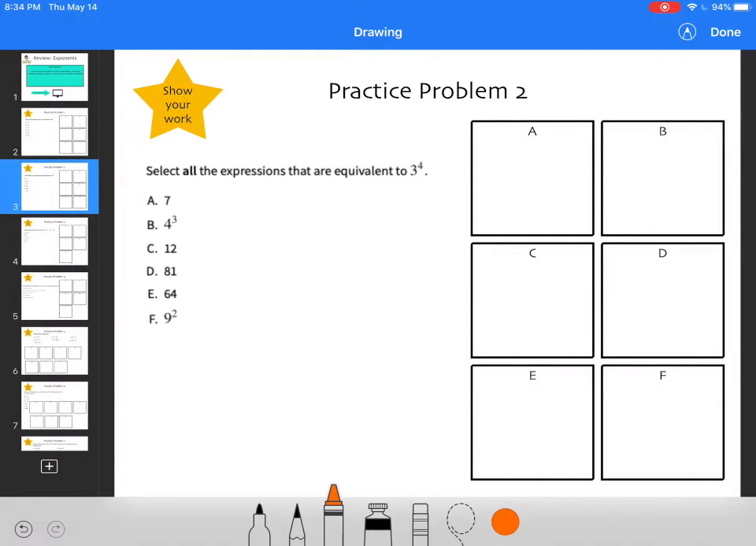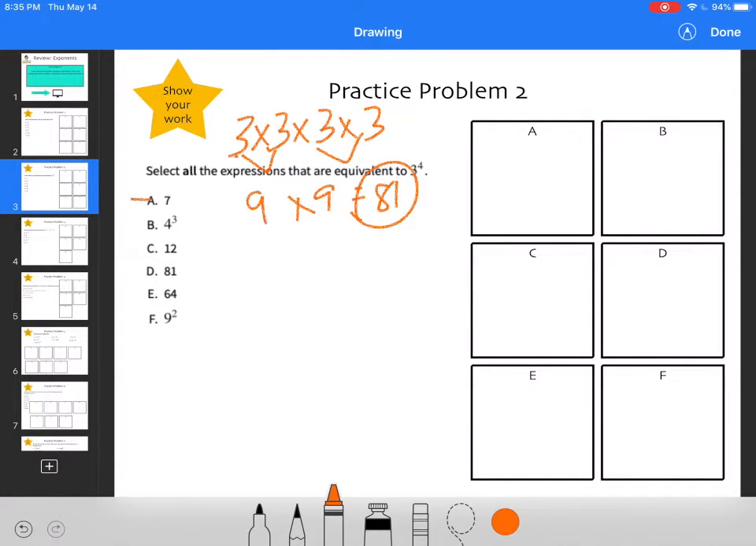Select all the expressions that are equivalent to 3 to the 4th power. Well, 3 to the 4th power is 3 times 3 times 3 times 3. So that's going to be 9 times 9, which is 81. So I want my numbers to be equal to 81. So I know A's out, I know C's out, I know E's out. So I'm looking at D. So no, no, and no.